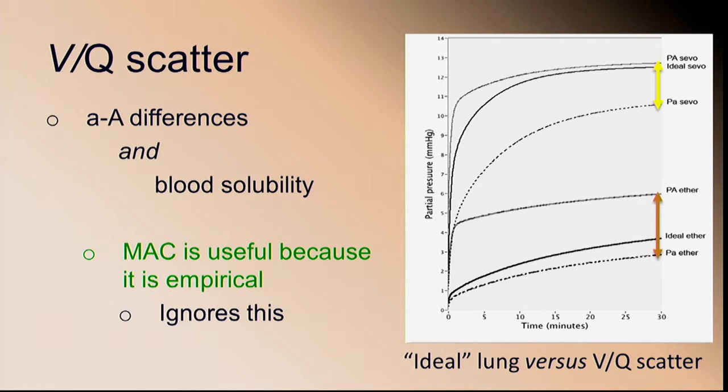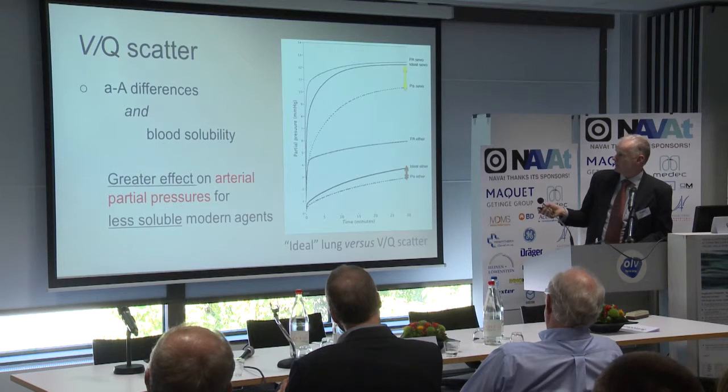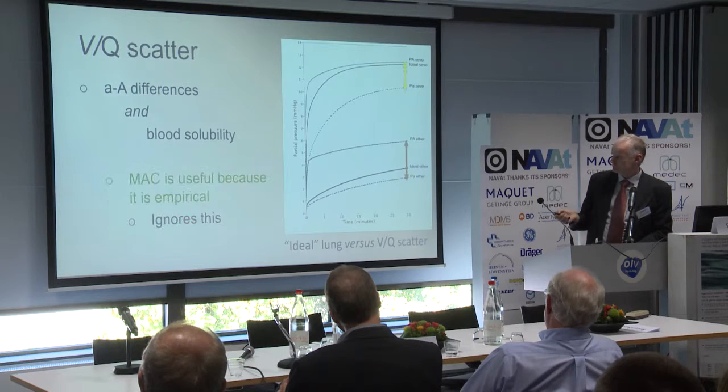I suppose from the point of view of clinical practice, MAC is useful because it ignores the arterial partial pressures. It just tells us to look at the alveolar partial pressures. That's what we measure, end-tidal gas. And, well, that's what we do and it works. We know it works. But the underlying pharmacokinetics, I think, are quite interesting.